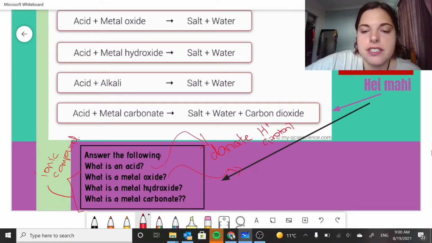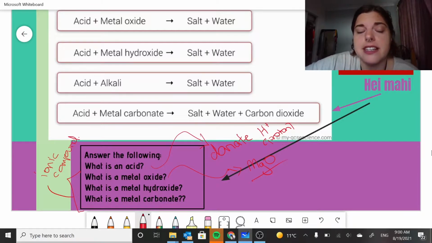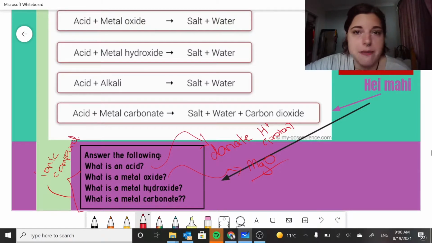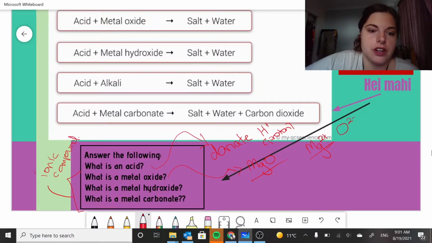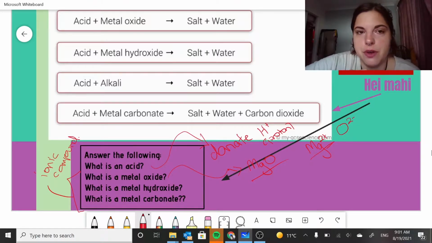Okay, so our metal oxides, we'll just use our friend magnesium. So magnesium and oxygen, that's it. That's a metal oxide. It's a metal ion and an oxide ion. So remembering that Mg2+ is the ionic form of magnesium, and the ionic form of oxygen is O2-. So what they've done is they've swapped 2 electrons to get their full outer shell, forming an ionic compound.